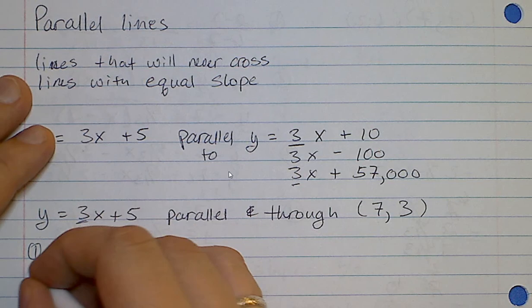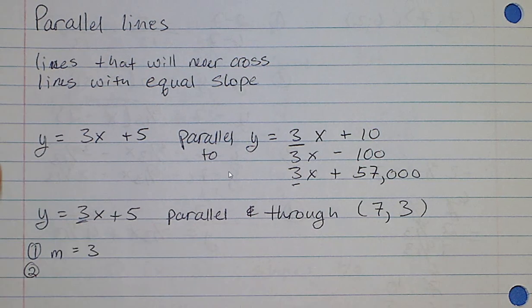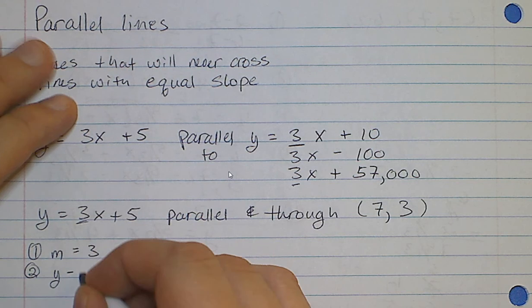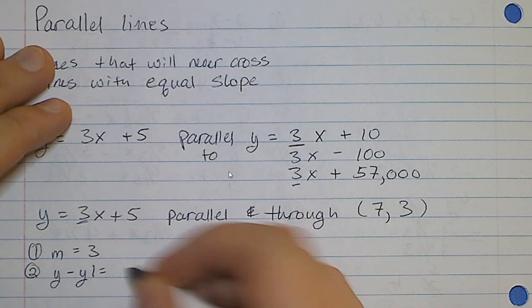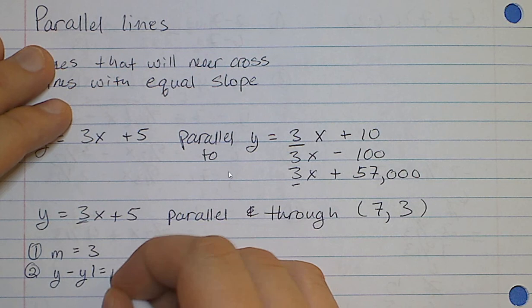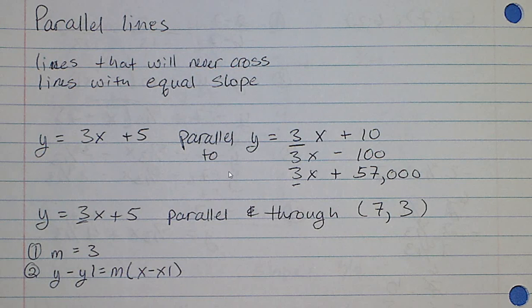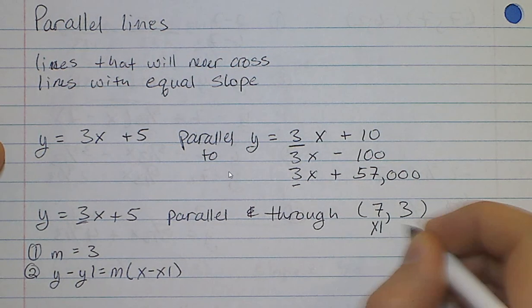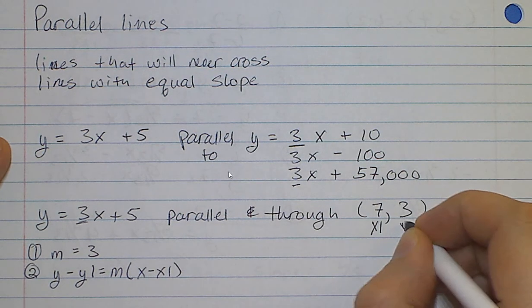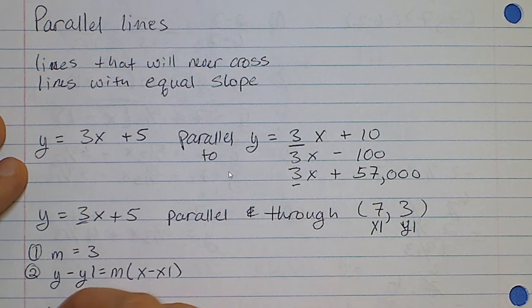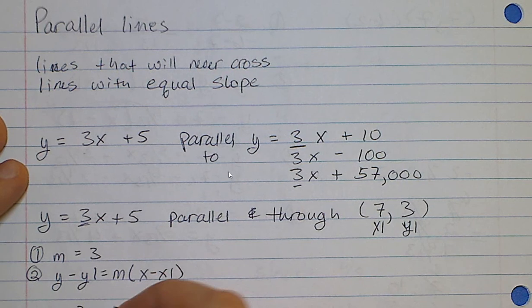Step number 2, you're going to use the equation I gave you guys, and this is another occurrence of it in your notes. y minus y1 is equal to m times x minus x1. You're going to substitute this in for x1, 7. You're going to substitute this in for y1, 3, and then this is your m. So this is going to be y minus 3 equal to 3 times x minus 7.